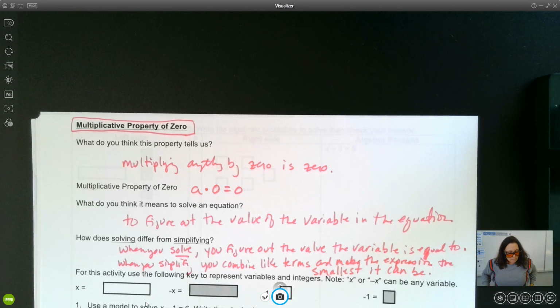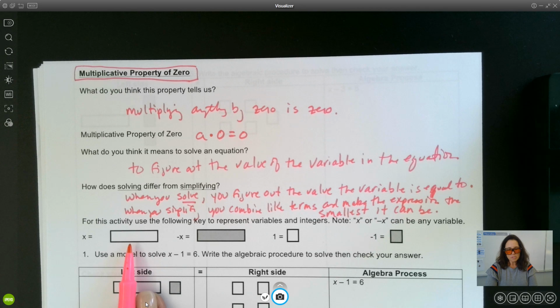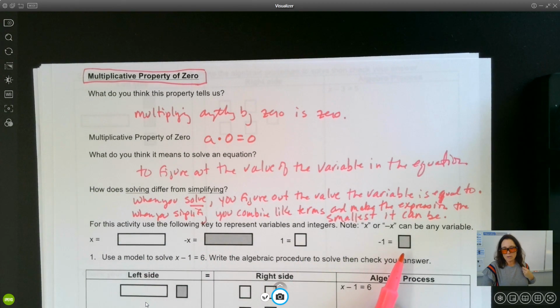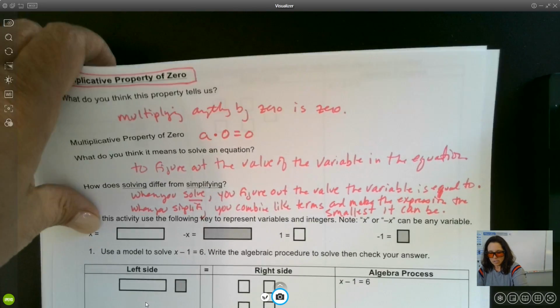All right, now we're going to just do some examples of solving these equations. So we still have the same kind of key to represent the variables. Our x is going to be just a rectangle that's open, that's not shaded. Our negative x is going to be one that is shaded. And then we've got our 1 and our -1 as we've had for a couple modules now. I do tend to make circles instead of these squares just because they're quicker. But you can have your own system with these rectangles and squares. All right, let's get started.